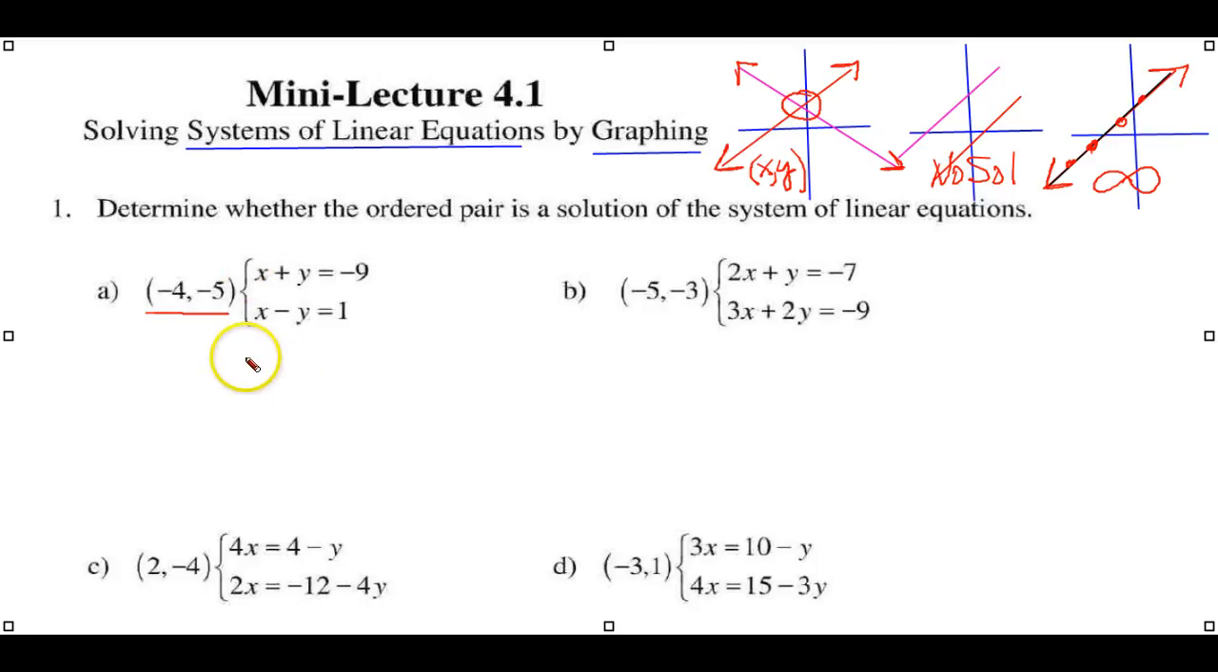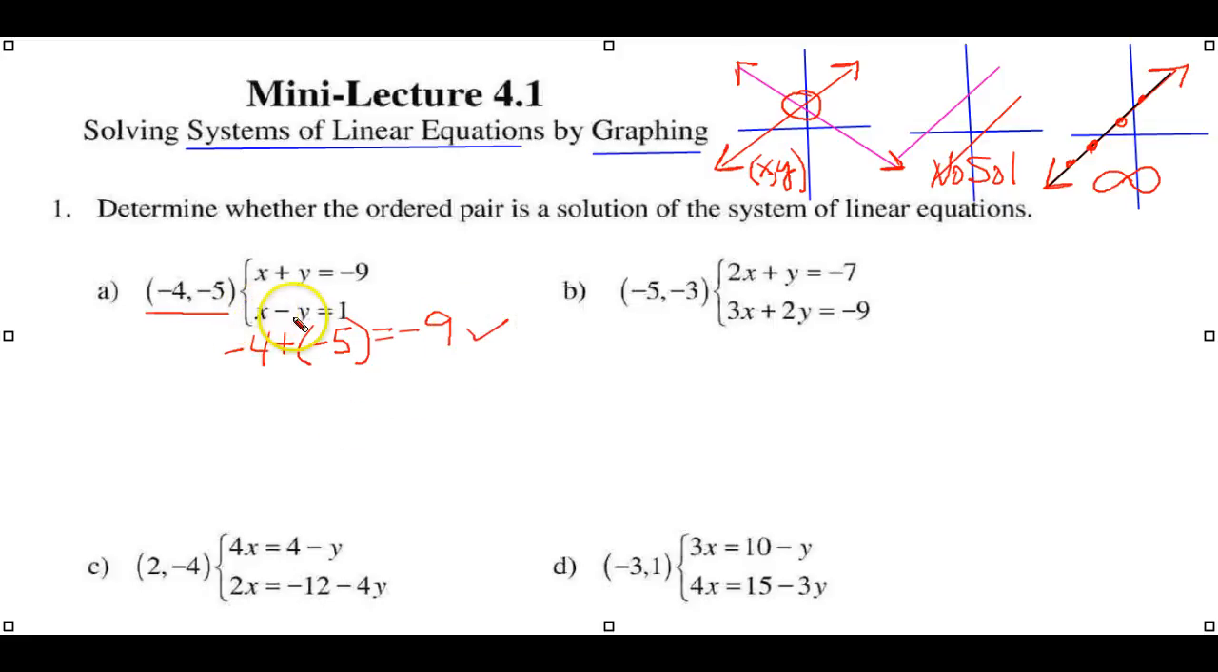Well, we substitute. We get this x, which is a negative 4, plus a negative 5. Does that equal a negative 9? And the answer is yes.